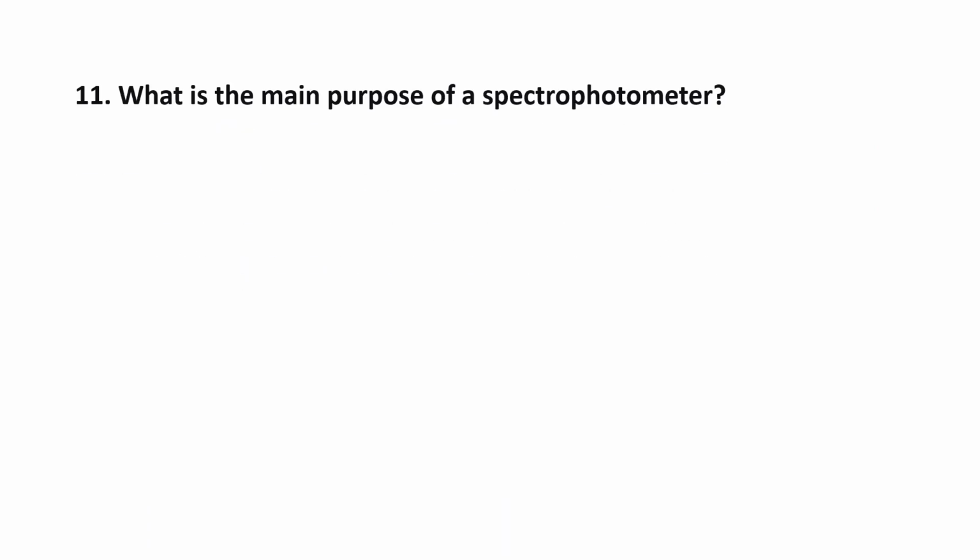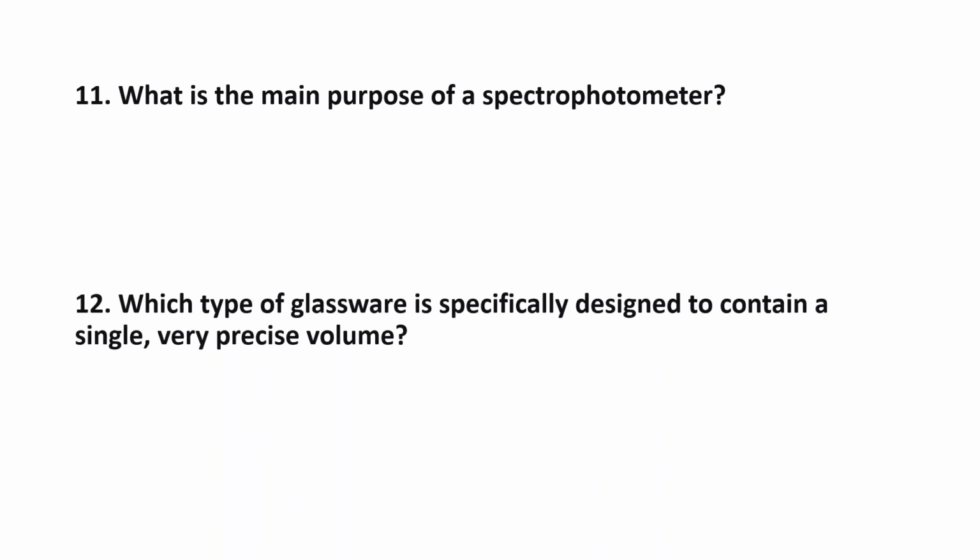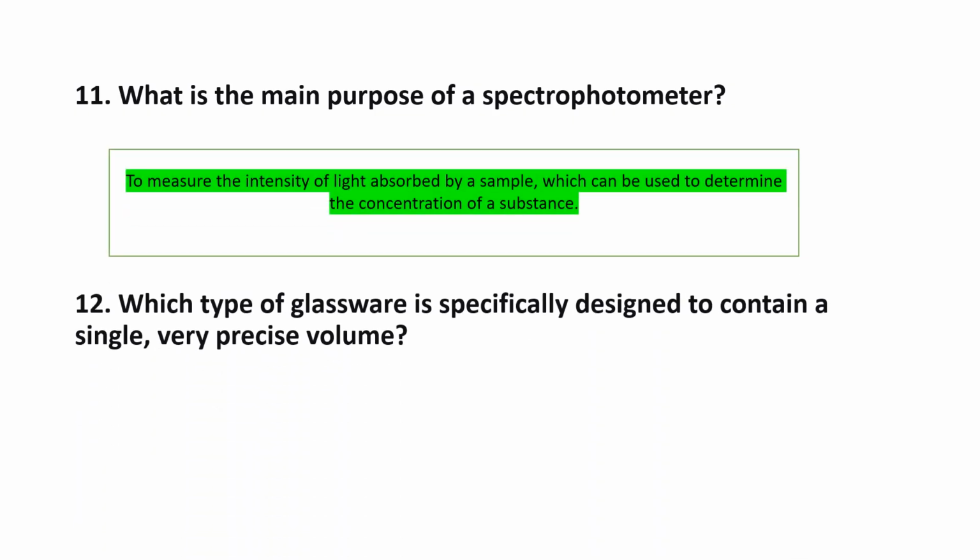Right. Number 11, what is the main purpose of a spectrophotometer? You know, this is a spectroscopy technique, right? We're going to discuss this in the next tutorial. So the main purpose of a spectrophotometer is to measure the intensity of light absorbed by a sample, which can be used to determine the concentration of a substance. Yeah, that's the main purpose of a spectrophotometer. Under this topic is where you find the Beer-Lambert law, and we're going to discuss a lot of applications of some of the principles, and also the application of spectroscopy as an analytical technique and laboratory method.